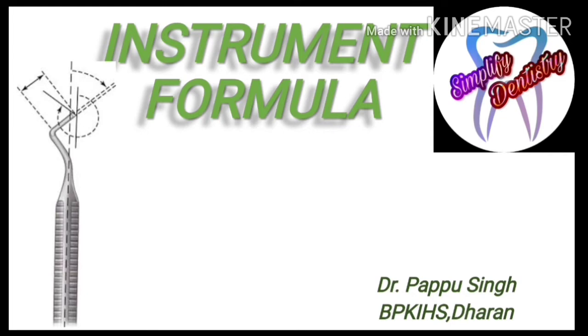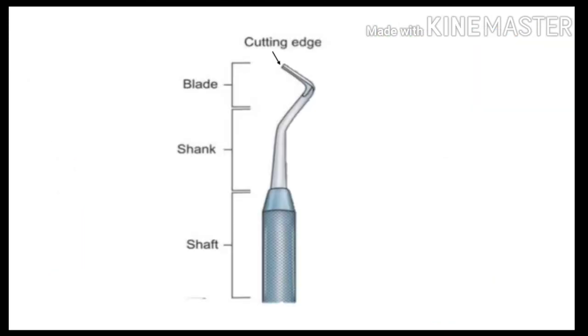Today I am going to discuss instrument formula. Instrument formula is given by G.V. Black for all the hand instruments used in operative dentistry. In every hand instrument, there are mainly four parts: shaft, shank, blade, and cutting edge.